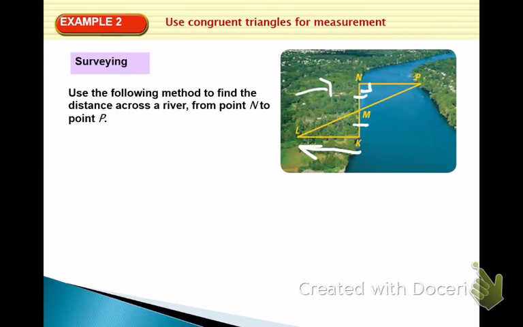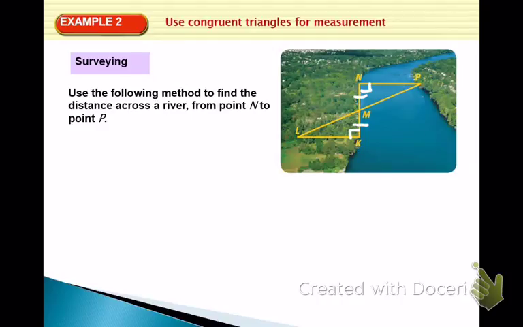Okay? So that if I make L, M, and P collinear, then I'm going to end up making these two triangles, NMP and KML. Now, I'm also going to make sure that I stick the stake in the ground at L so that LK is perpendicular to NK. And again, I'm going to do that because perpendicular lines form 90-degree angles, and so I'm going to have a right angle here. Okay?